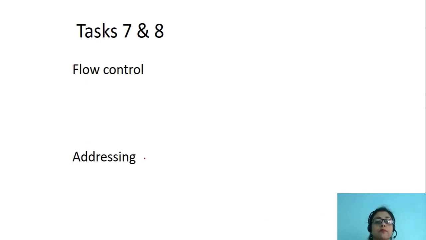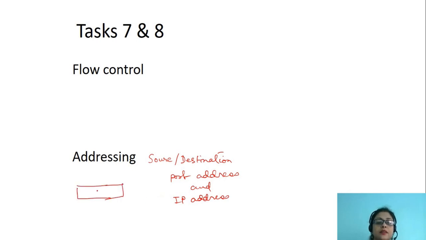Next task is addressing. Addressing means during passage of data, the source and destination port address and IP address should be mentioned in the packet itself. Basically, a packet is divided into two parts. One is the header part and the other one is the user data, also called the payload part. So, for proper delivery of the packet to the destination, this header part should consist of the address of the receiver. So this is known as addressing.